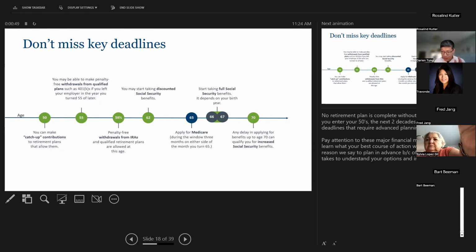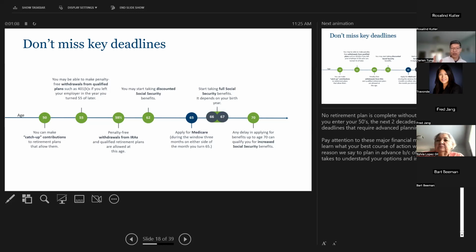For those of us who turn 50 this year, an important feature that's going to show up in your retirement plan is the ability to make what's called a catch-up contribution. Catch-up contributions are additional contributions you get to make above and beyond the typical voluntary contributions that we make to things like a 401k or 403b.